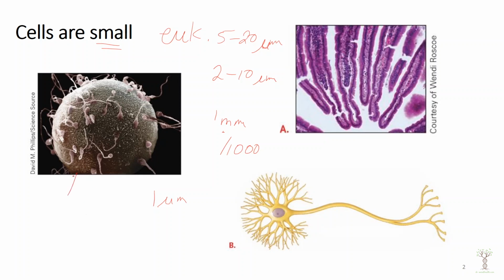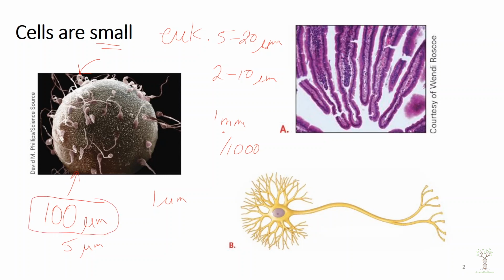If we look over here at this diagram, this is showing a human egg cell, which is actually the largest cell in the whole body. It is 100 micrometers. And all of these little guys on top of the egg cell, those are sperm. They are about 5 micrometers, and they are the smallest human cell.